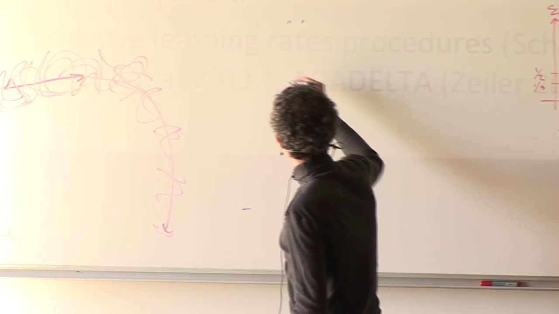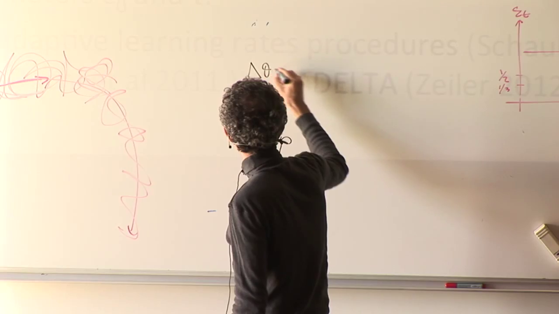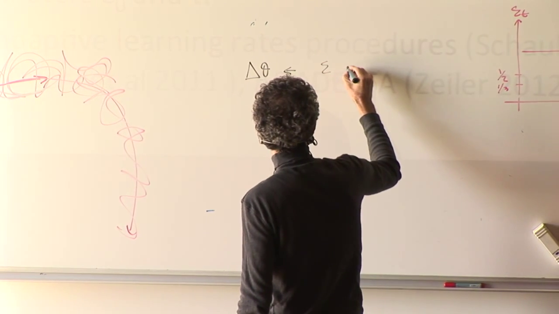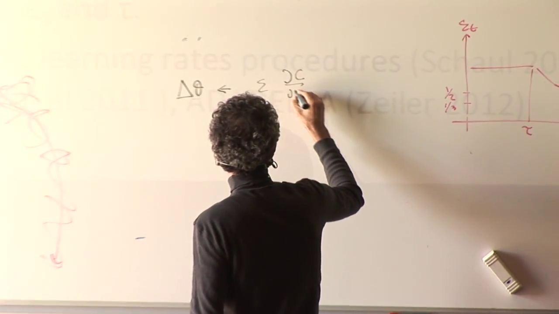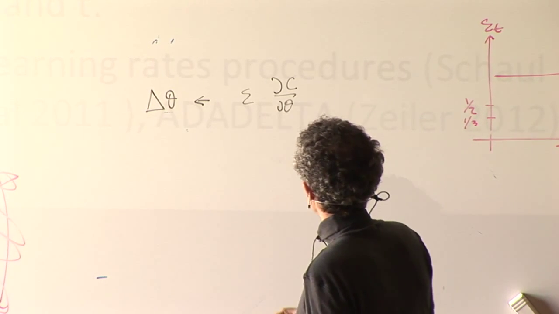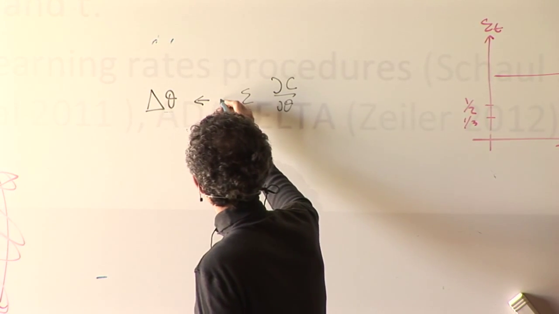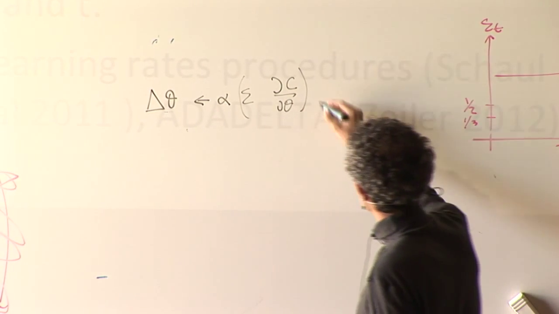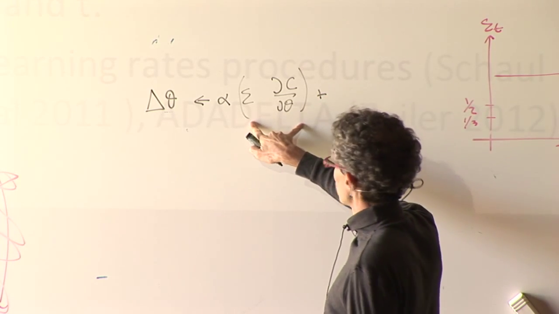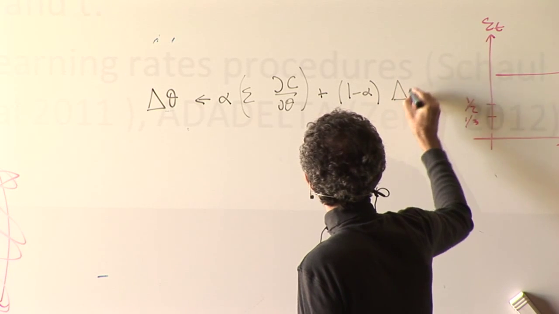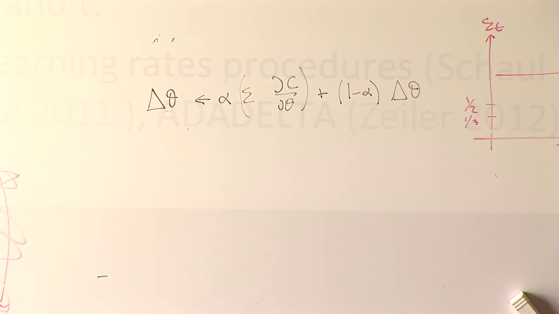So normally you would perform delta theta, like here would be epsilon times dC d theta. But instead of that, you could say, well, I'm gonna use a linear combination between this new direction that I want to go and the delta theta I had previously. And that's momentum. And there are variants of it, but that's the gist.